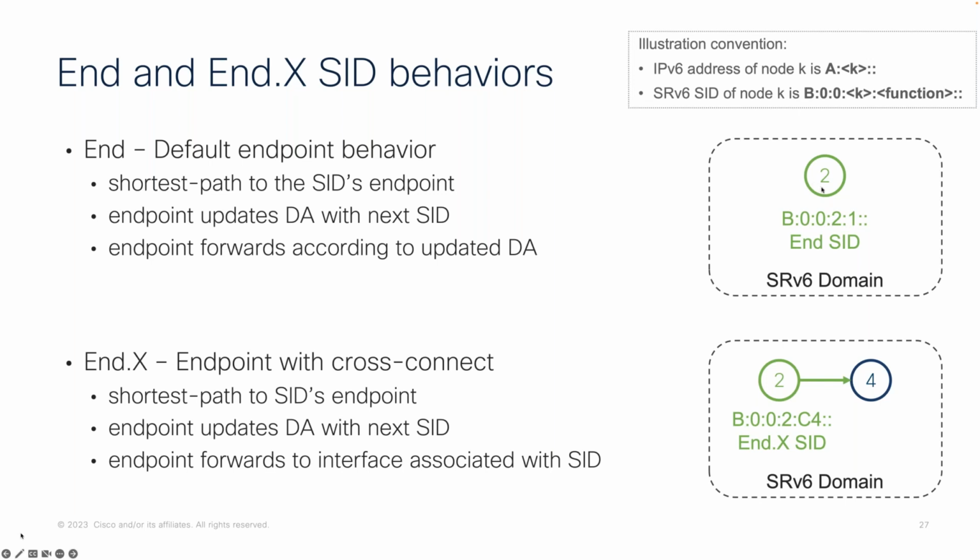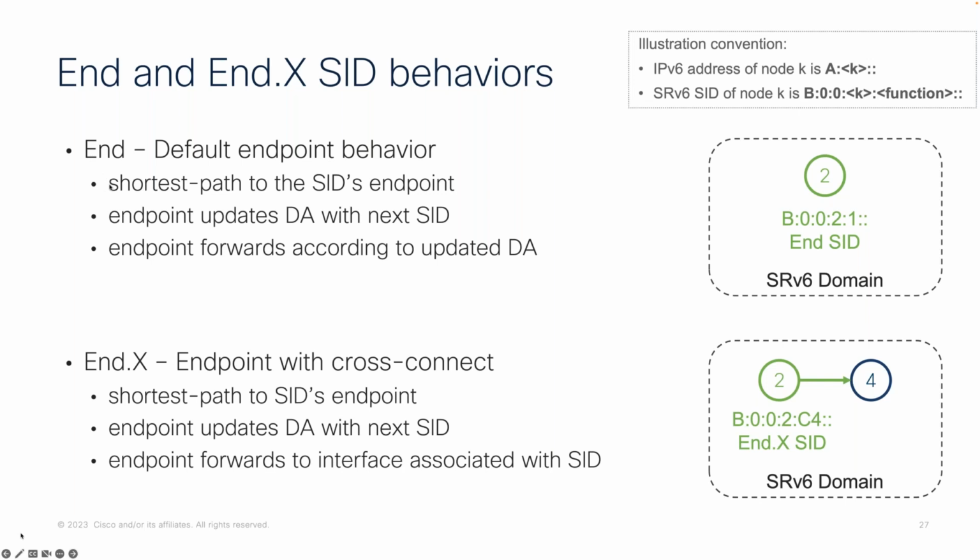The control plane can advertise this. We could be using some SDN system, but more than likely we're using ISIS or OSPF and extensions in ISIS and OSPF to advertise this SID and its end behavior to the other nodes in this network. We also advertise reachability for the locator B00K at node 2.